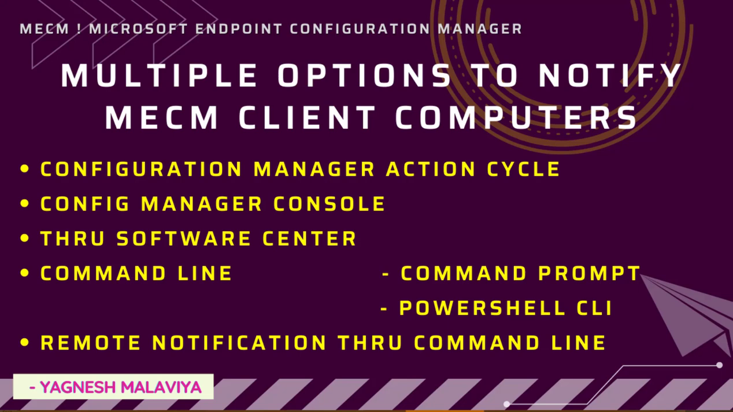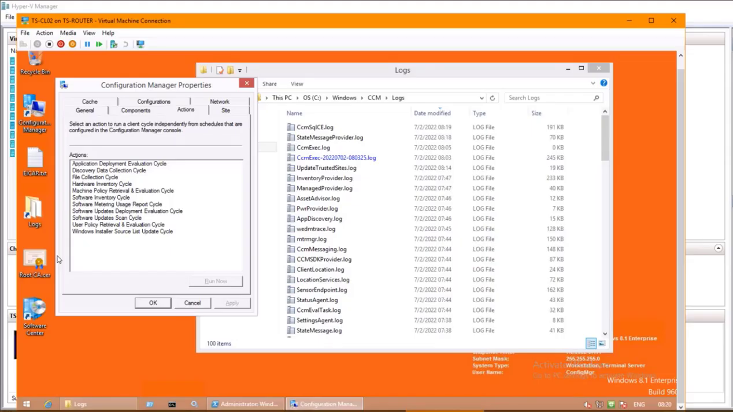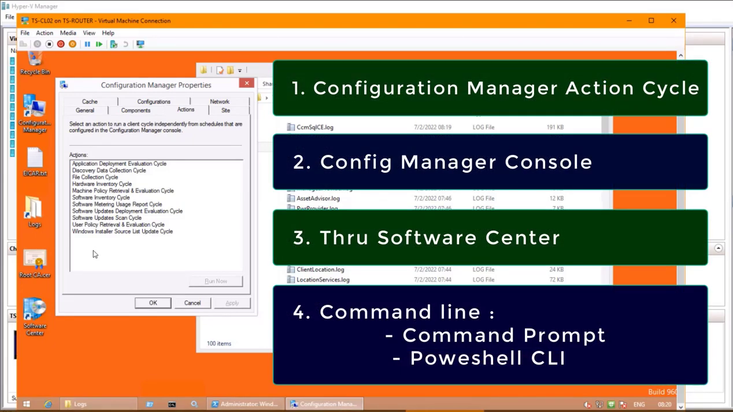One question I often ask myself is, what are the other options to notify an MECM client computer? One action which is prominently done when I am remoting a client computer and need to run the action cycle, I open the Configuration Manager properties and run the action cycle. However, are there any other possibilities? That is what we are going to see in this video. I have explored 4 options that can be done to notify a client computer.